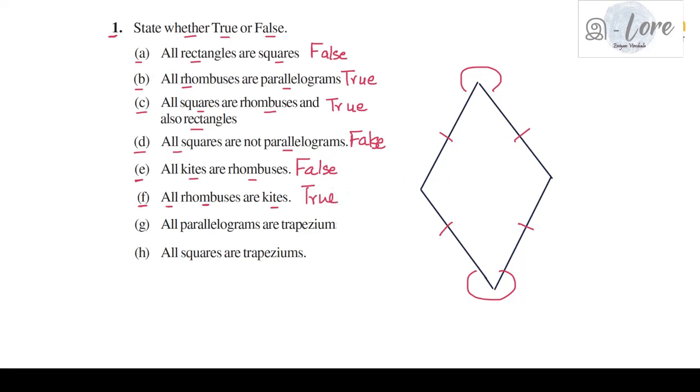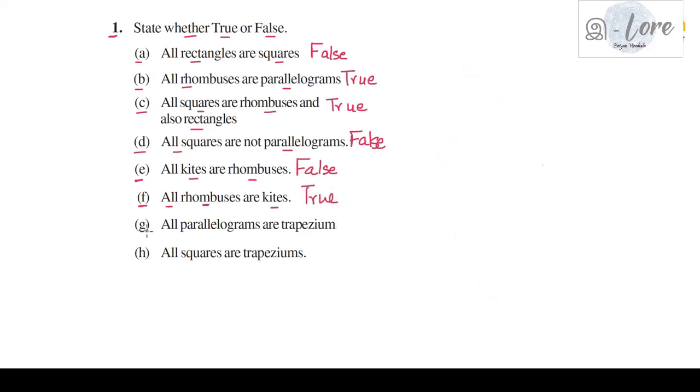All rhombuses are kites. Then statement G says all parallelograms are trapeziums. So what is a parallelogram? A parallelogram is a quadrilateral in which both pairs of opposite sides are parallel to each other like this. And a trapezium is a quadrilateral in which at least one pair of sides should be parallel to each other. So because a parallelogram has both pairs of sides parallel to each other, it is a special case of a trapezium. So statement G is true.